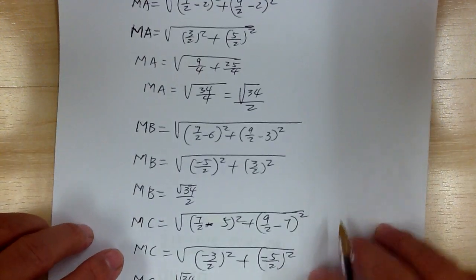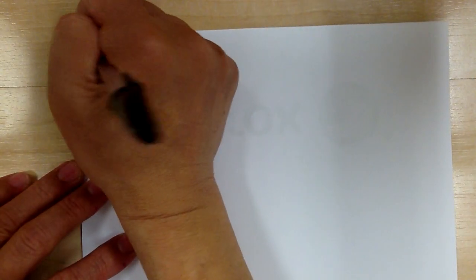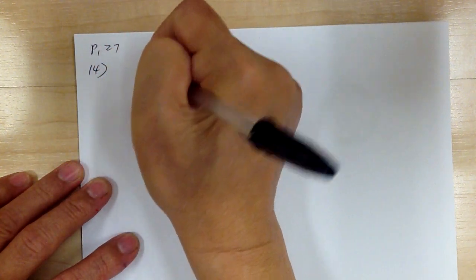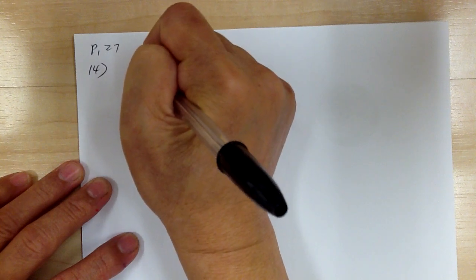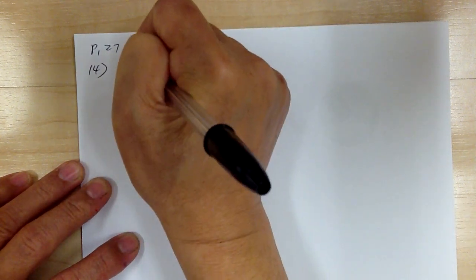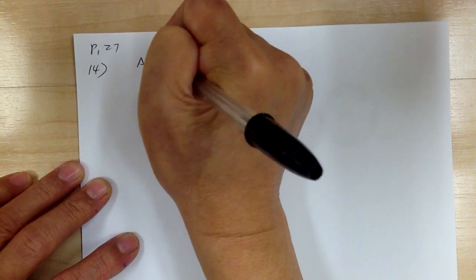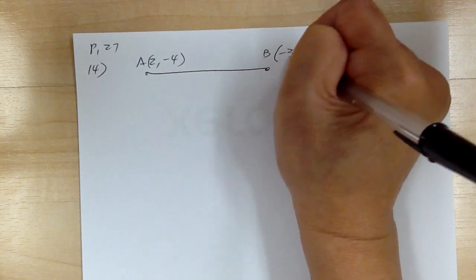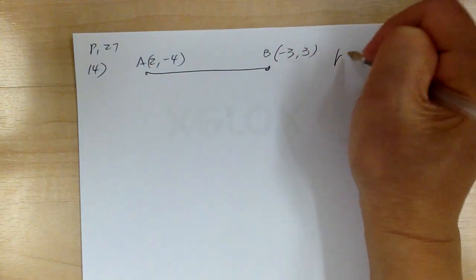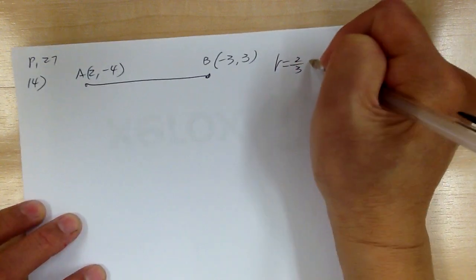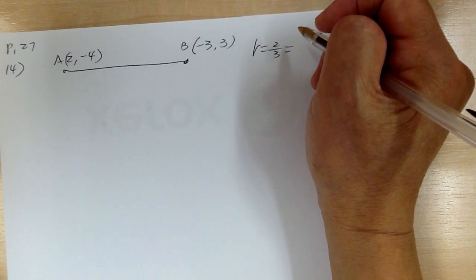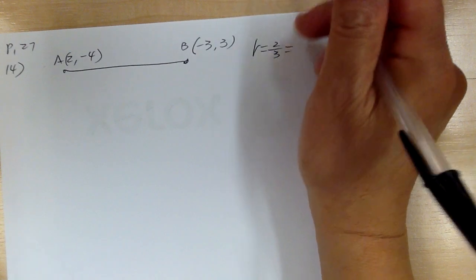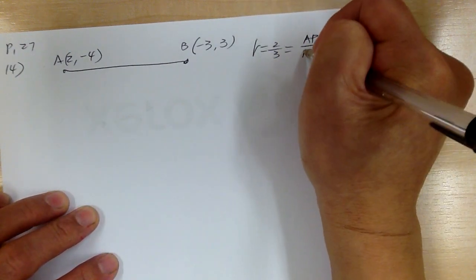Okay, let's go to number 14. So you have 2 points: point A at 2, -4, and B at -3, 3. And you have an R equal to 2 over 3. It gives you the definition: the ratio is AP to AB.